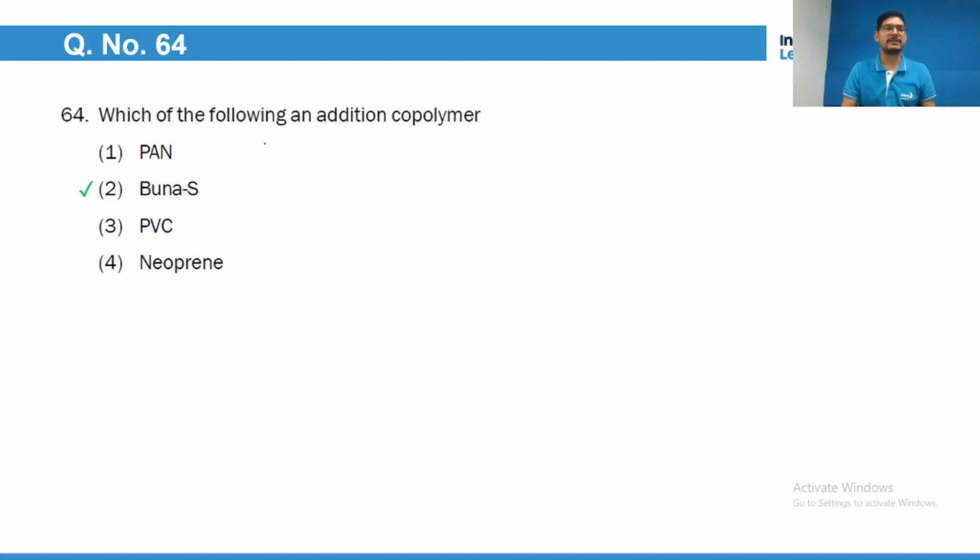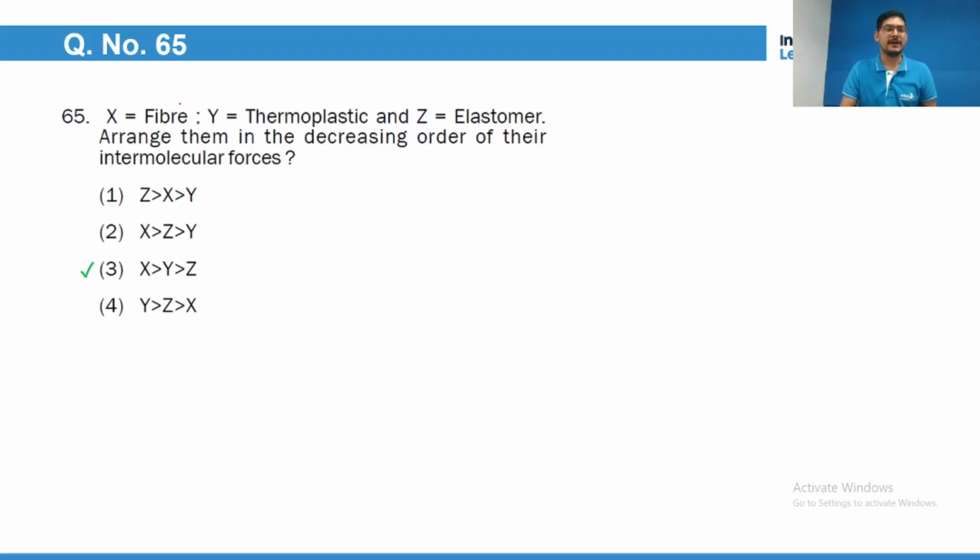Which of the following is an addition copolymer? Copolymer is the one which has more than one monomers, right? So PAN is polyacrylonitrile, PVC is polyvinyl chloride, and neoprene, of course, it's a monomeric unit. So Buna has butadiene and styrene, right? So there are two monomers which add together, so it's an addition copolymer. Fibers have strong hydrogen bonds and elastomers have weak van der Waals forces, right? So the correct order would be X, then Y, then Z.